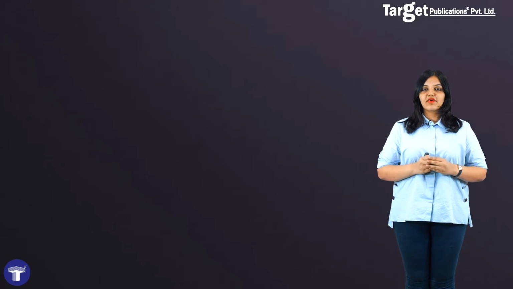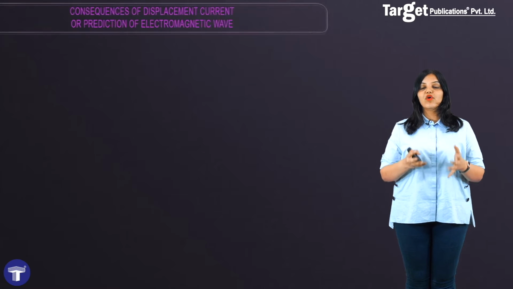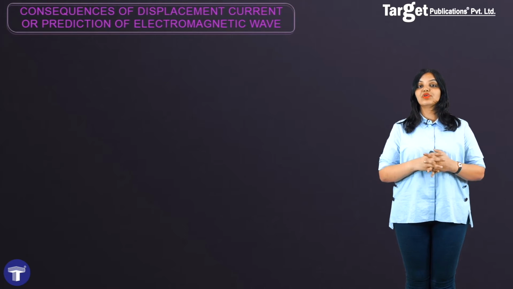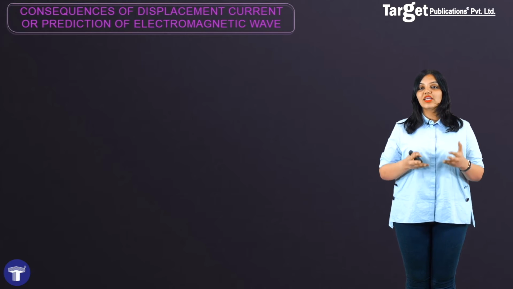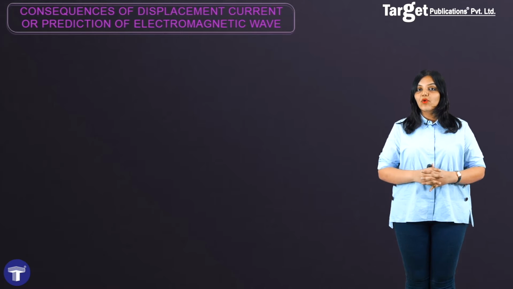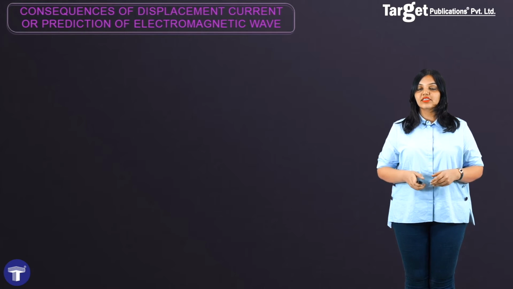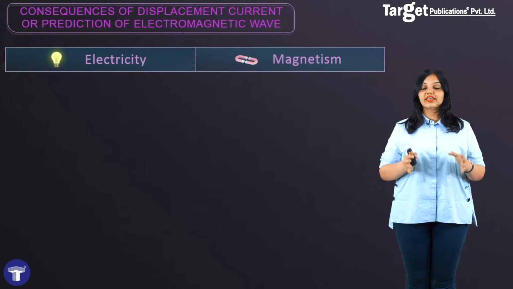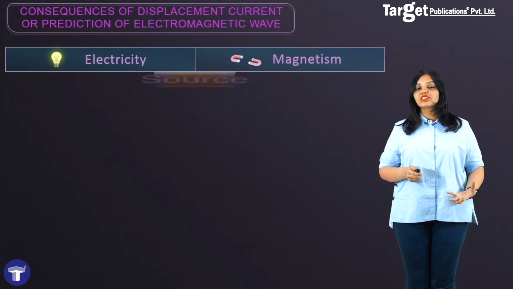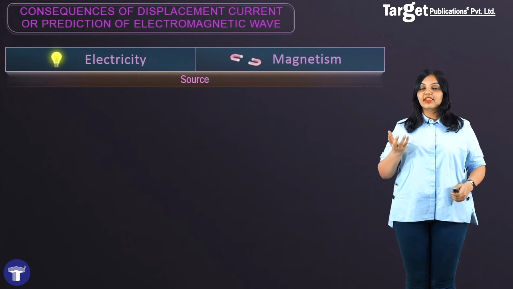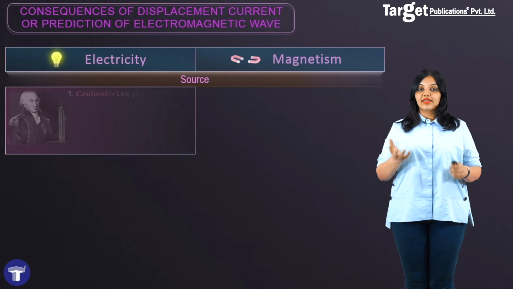Once Maxwell had discovered the displacement current, he went on to formulate the legendary Maxwell's equations, and he used these equations to predict the existence of electromagnetic waves. To understand how he reached the conclusion of the electromagnetic waves, let's first summarize what we know about the electric and magnetic fields. We have already seen that electricity and magnetism are definitely related. We look at the source of the electric and magnetic fields, and we already knew that a static electric charge gives rise to an electric field.